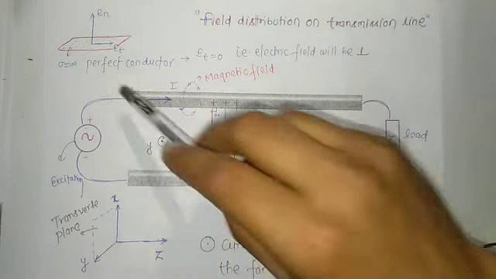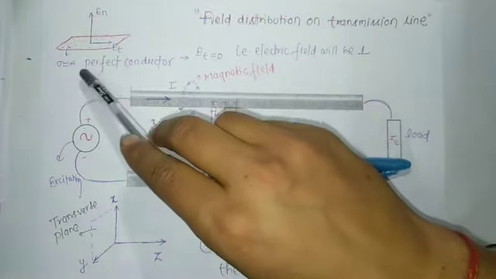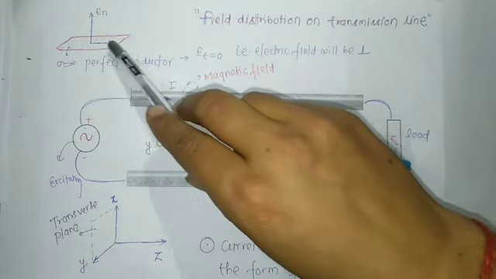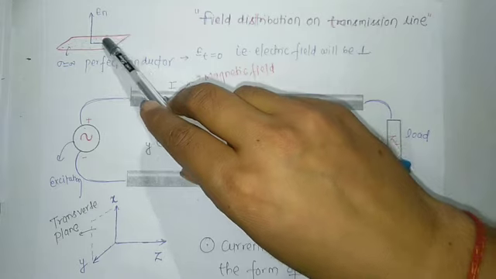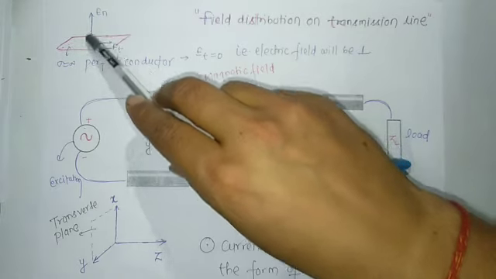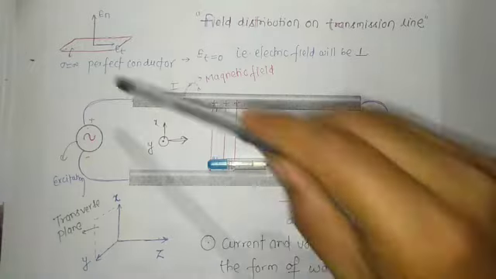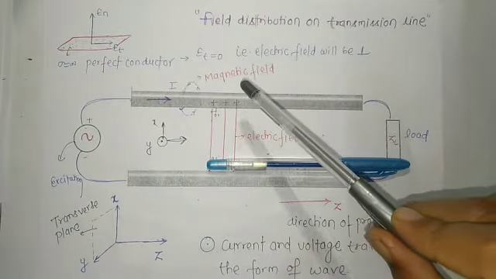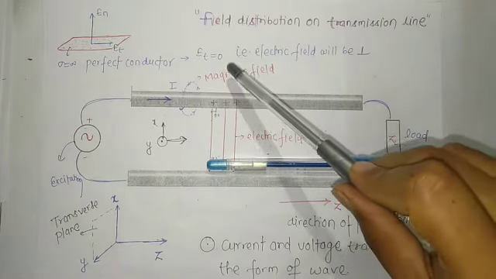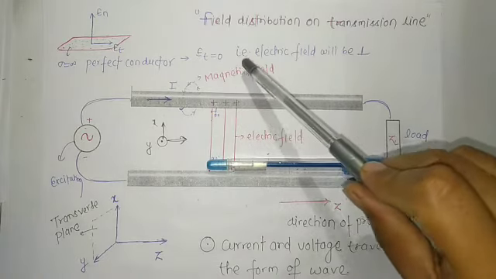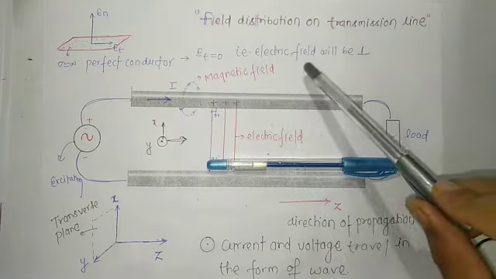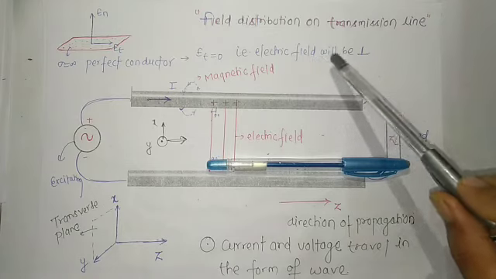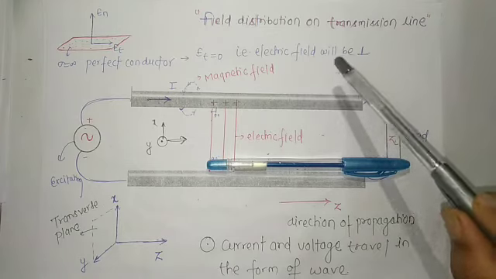Okay, look at this figure. For the perfect conductor, the value of sigma must be equal to infinity. This is called the tangential component because it is parallel to the plane. This is called the normal component because it is perpendicular to the conductor. In electromagnetic theory, we have studied that the tangential component on the conductor must be equal to 0. Only the normal component exists, which means the electric field will always be perpendicular to the conductor.